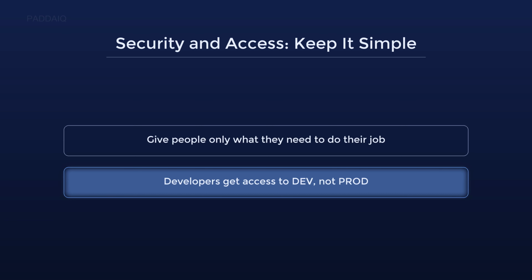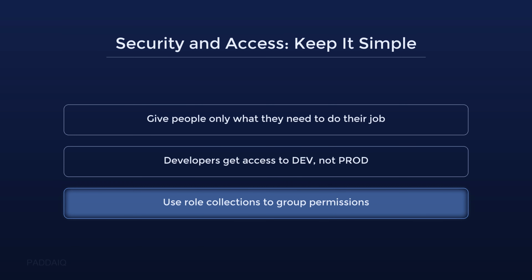Developers get access to DEV, not PROD. This means they can only build and test applications in the development environment, never in the live production system. For example, a developer updates code in the dev space to fix a bug but cannot deploy it directly to customer-facing prod. This separation ensures stability and security for your live operations.